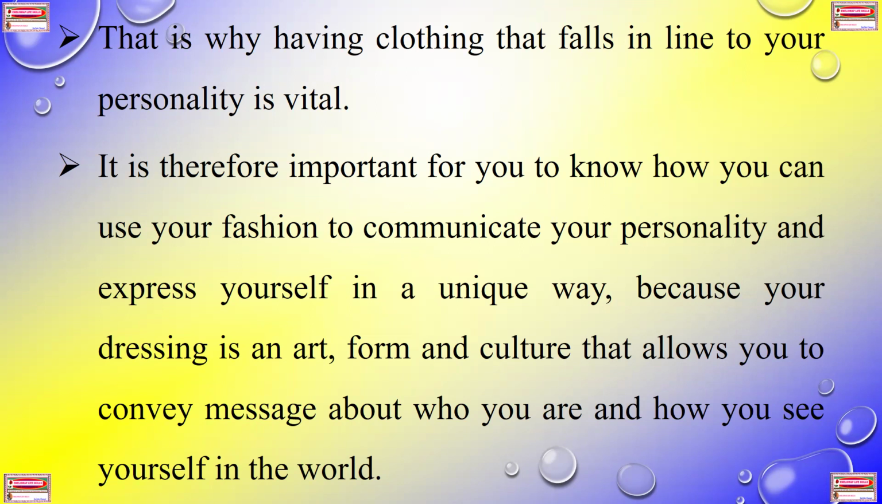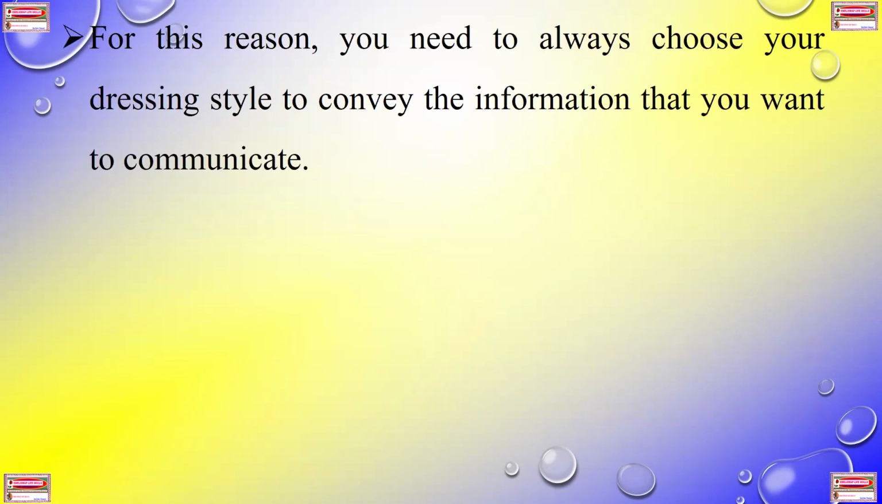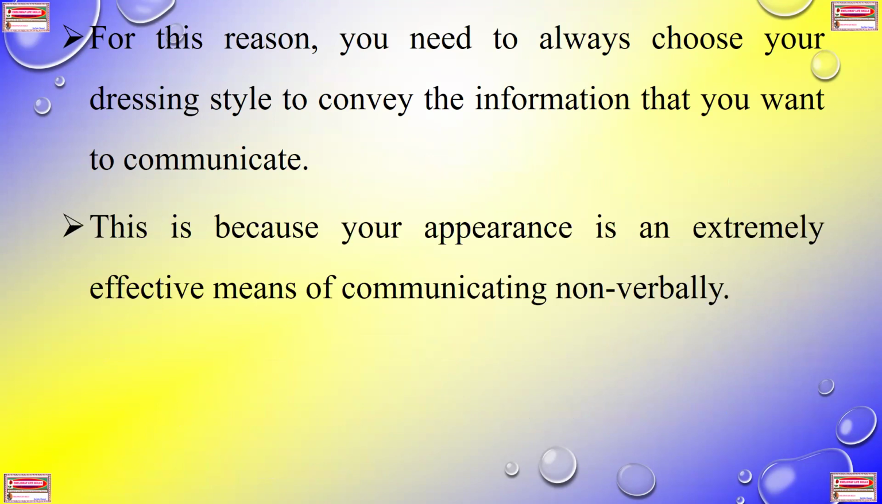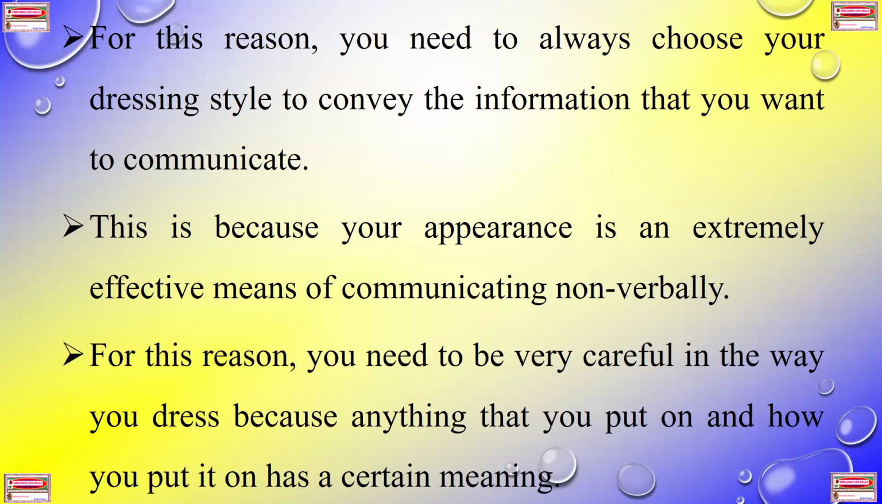Because your dressing is an art. It is a form, a culture that allows you to convey a message about who you are and how you see yourself in the world. For this reason, you need to always choose your dressing style to convey the information that you want to communicate. This is because your appearance is an extremely effective means of communicating non-verbally. For this reason, you need to be very careful in the way you dress because anything that you put on and how you put it on has a certain meaning.